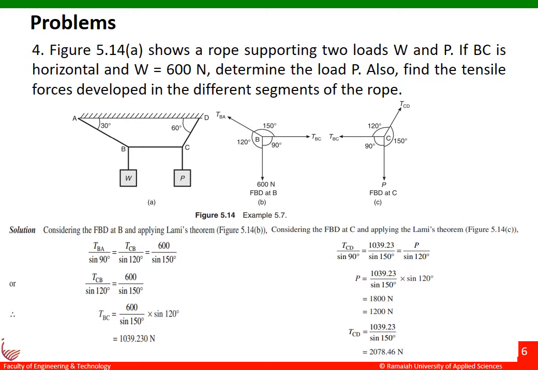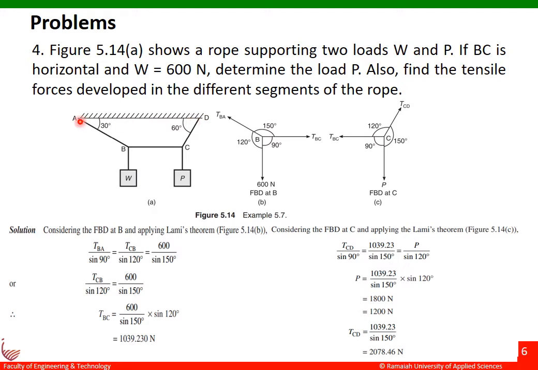Problem number 4. Figure 5.14a shows a rope supporting two loads, W and P. If BC is horizontal and W is equal to 600 Newton, determine the load P. Also find the tensile force developed in different segments of the rope.